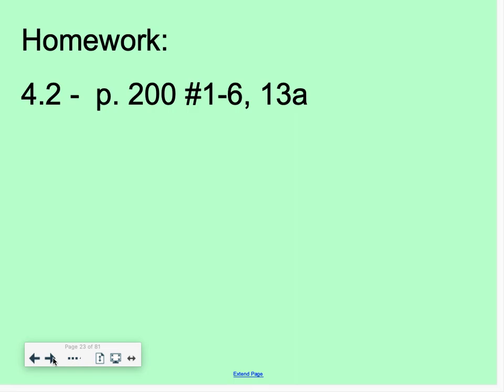All right, so your homework for 4.2 is just book questions, so page 200 and questions 1 through 6 and 13A. So you can complete those book problems and submit your work on Schoology.